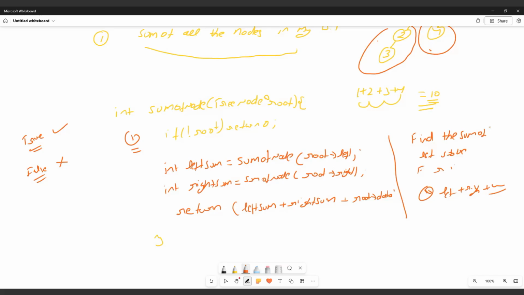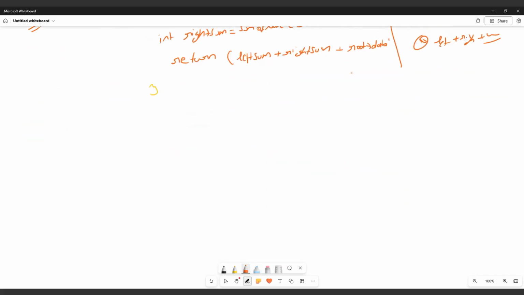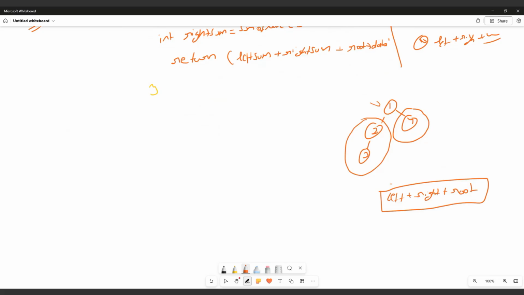Okay. The question was simple. If we are given a binary tree 1, 2, 3, and 4, I want to return the sum of this binary tree. I could do it with a simple method: find the sum of the left subpart, find the sum of the right subpart, and add the root's value. Very simple.